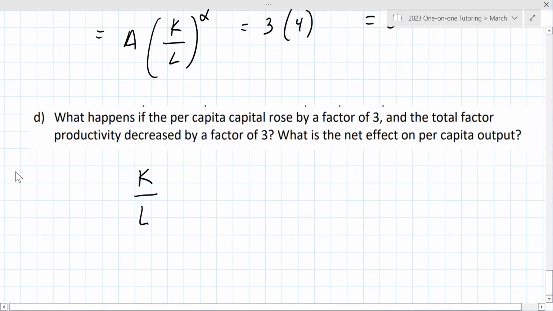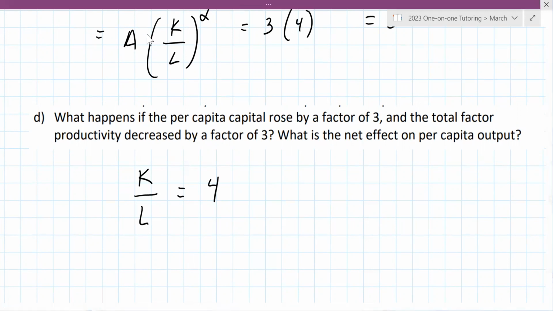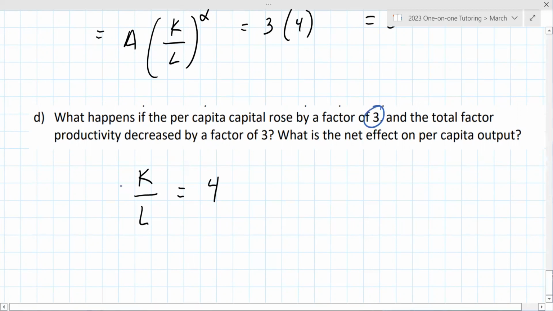So let's just take it one clause at a time here. In the previous problem, we said that K over L was 4, but now it says that it rose by a factor of 3. What does that mean here? What does that tell you? I would multiply by 3. Yes, so you're multiplying that by 3.